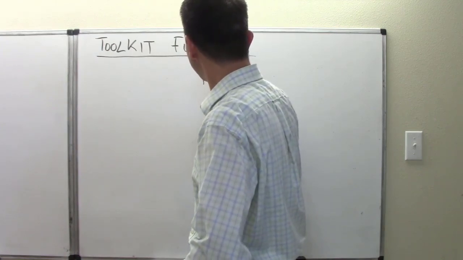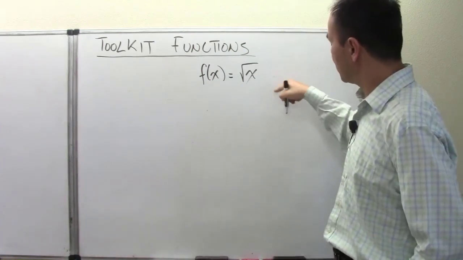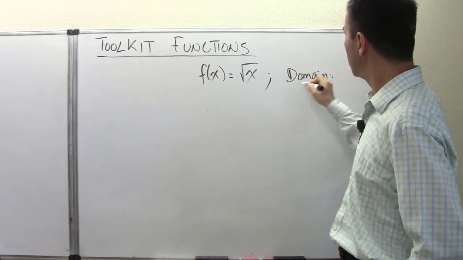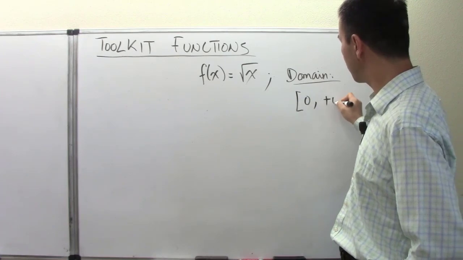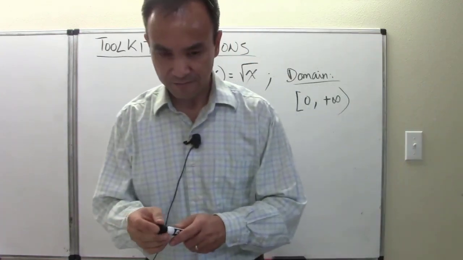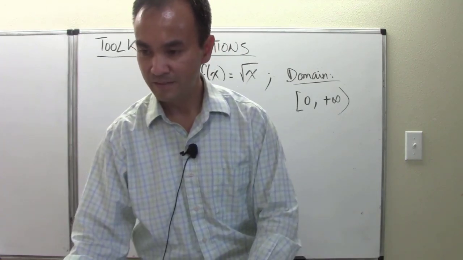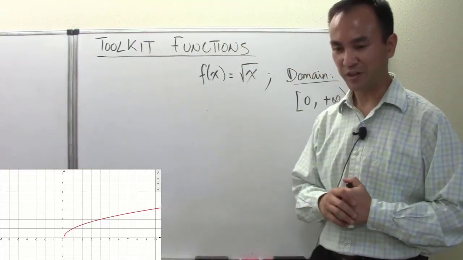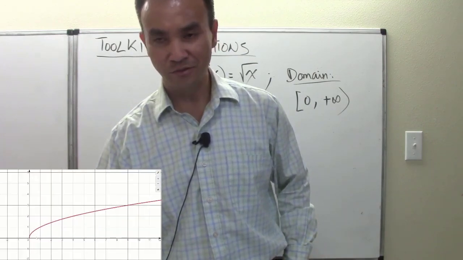So what about f of x equals square root of x? For this function, we already knew that the domain is anywhere from 0 to positive infinity. We learned this earlier. And this is the graph. This is the graph of our square root function, and we have seen this quite a few times. I also discussed this earlier, so there's no need to talk too much about that.